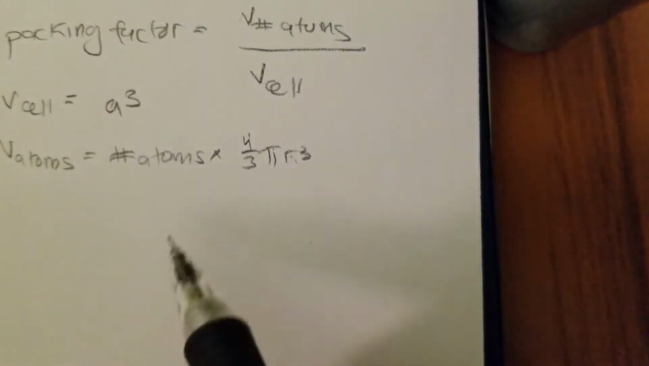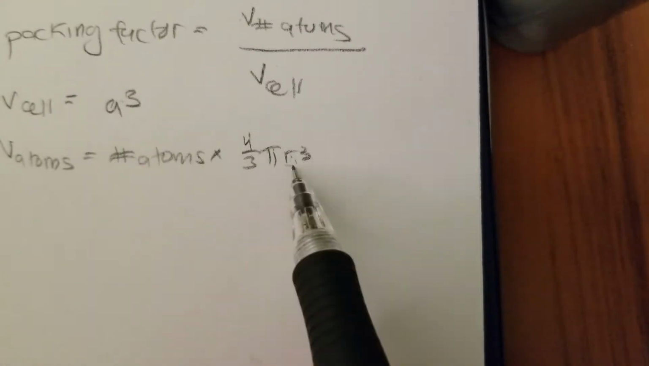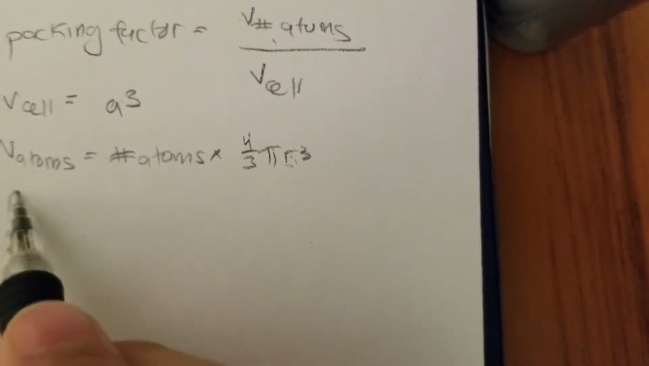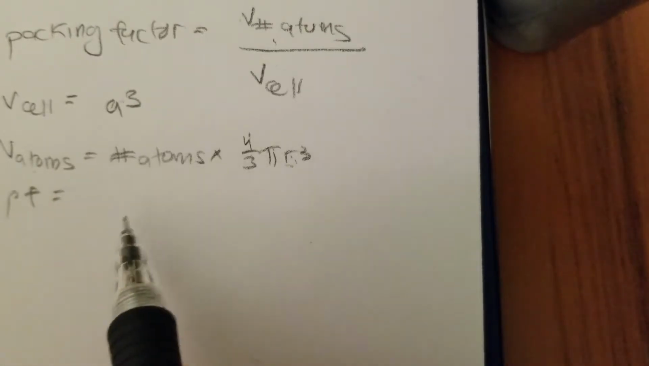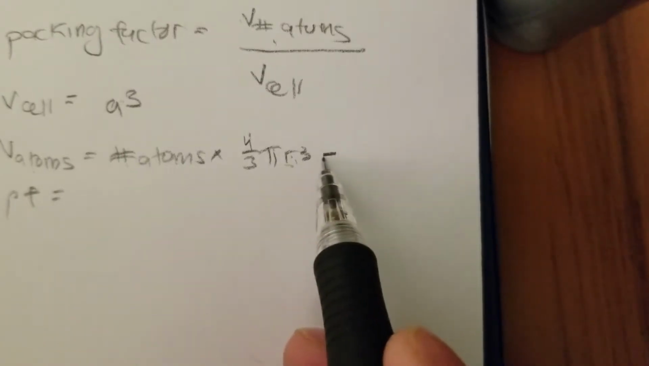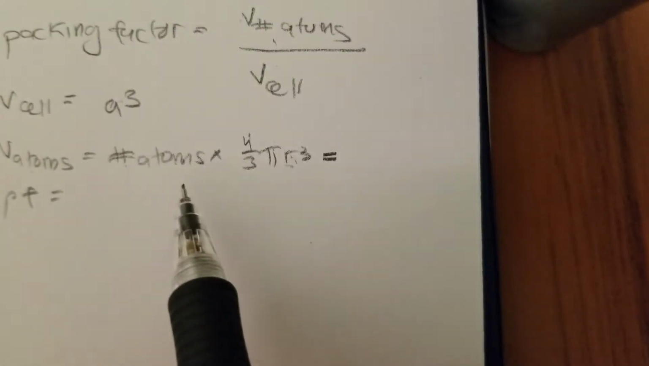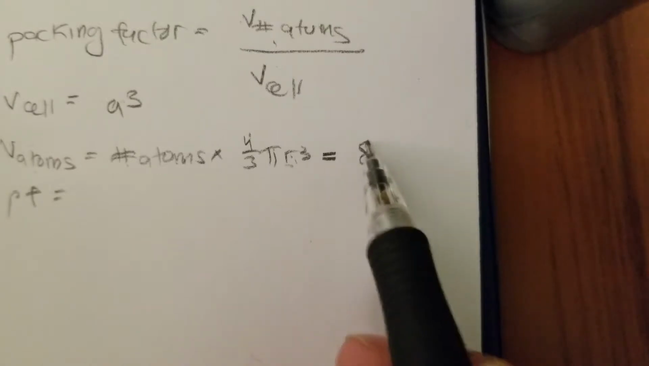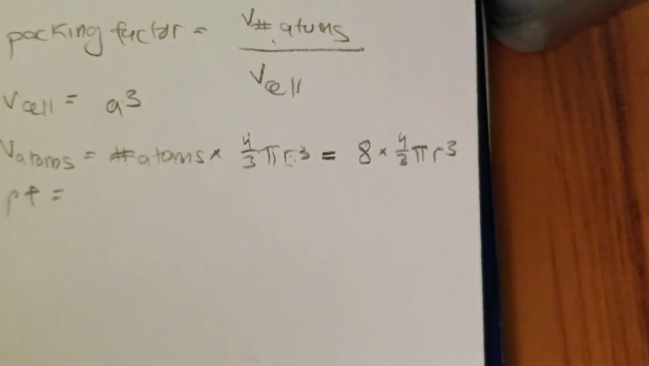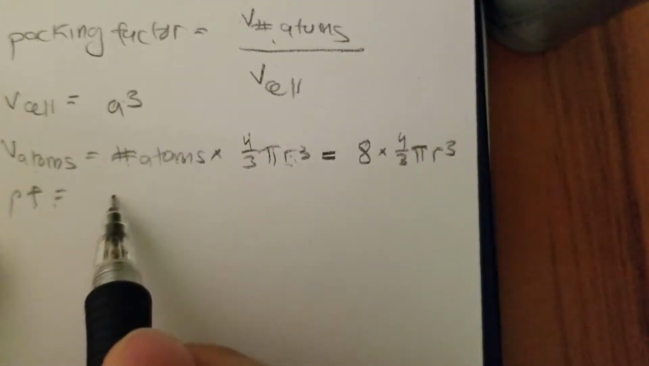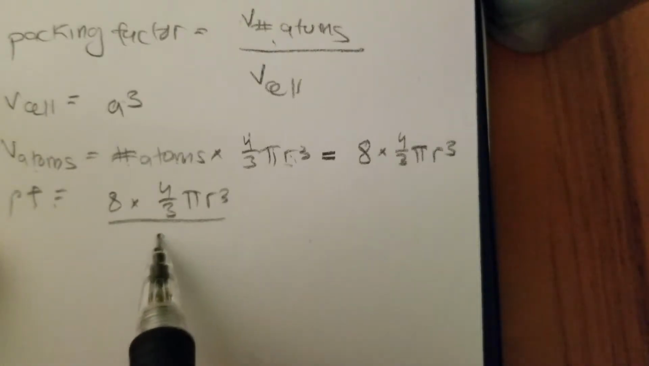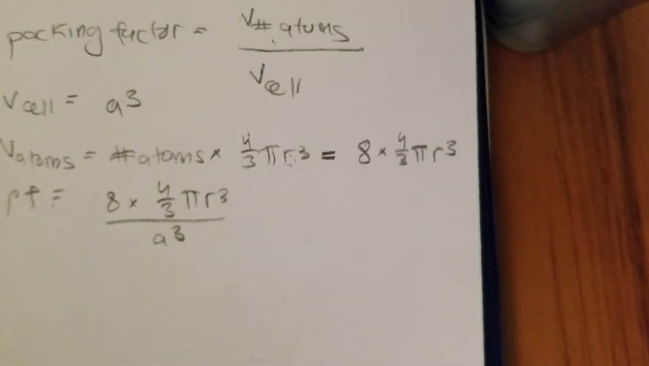So now, if we were to put both of these, V cell and V atoms, into this equation, what we end up getting is the packing factor is equal to the number of atoms. Now, the number of atoms, I actually should write this out. Since I'm assuming you know what a diamond structure looks like, there's 8 atoms. So that would be 8 times 4 over 3 pi r cubed, over A cubed. Right.